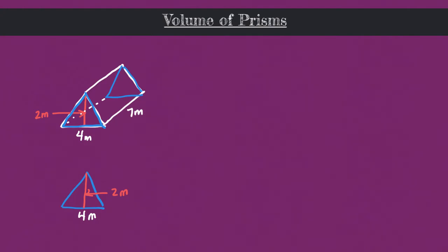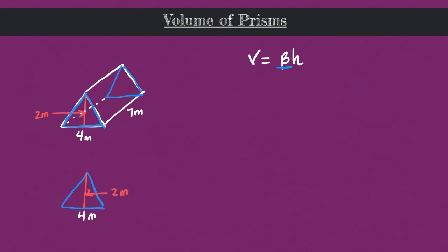Okay, now we know what the base is. Remember the formula for finding the volume of a prism? It's V is equal to the area of the base times the height. Now, the reason I've drawn the base by itself is because we need to figure out what its area is, and we can plug that into the equation where we see B.